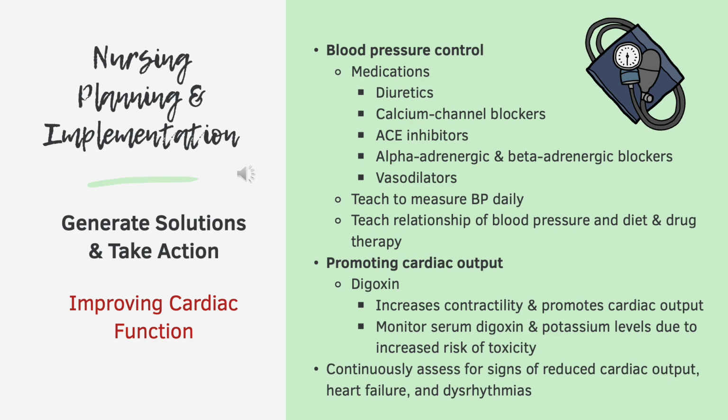We can use diuretics like thiazides to help manage fluid overload. Calcium channel blockers can help improve glomerular filtration rate and renal blood flow. ACE inhibitors are particularly effective in reducing cardiovascular events and slowing kidney damage in patients with CKD and high blood pressure. Alpha adrenergic and beta adrenergic blockers work by reducing heart rate and blood pressure. And vasodilators can lower vascular resistance to reduce blood pressure further.